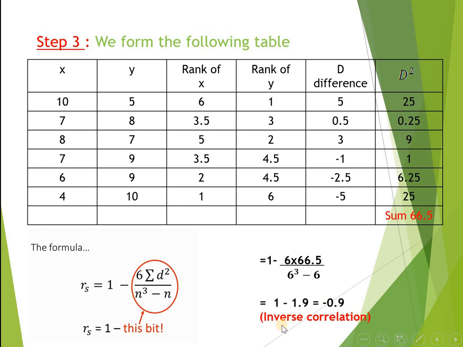Negative means the correlation is inverse. 0.9 means it's strong.